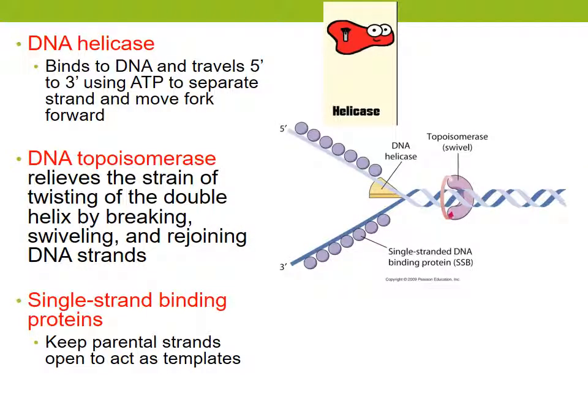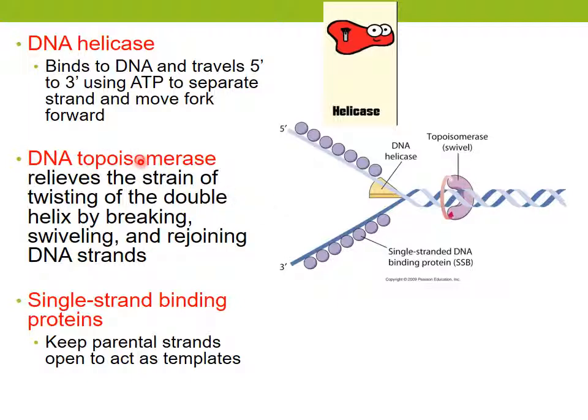Okay, so first our friend helicase, DNA helicase. DNA helicase is an enzyme that will bind to DNA. So here it is, and it will travel 5' to 3' using ATP to separate the strand and move the fork forward. So it's going to help separate the strands, unwind the strands at the fork there, and it needs some energy to do it. That's necessary because you can't replicate the DNA if it's all wound up tight.